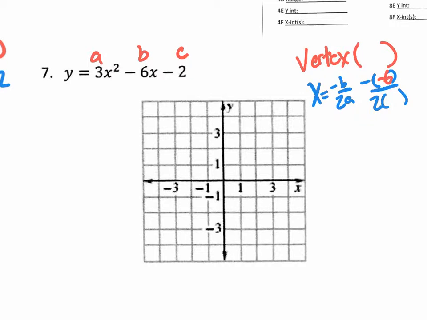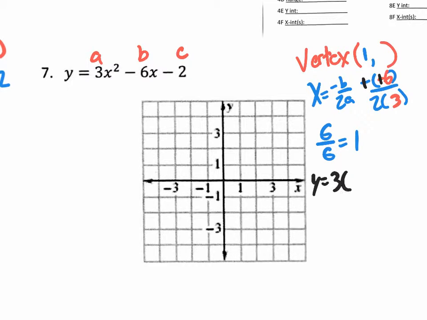A value is 3, plug that in. Simplify, the negative negative changes to plus plus. I really do have a positive 6 over 2 times 3, which is 6. That's really a 1. So the vertex x value is a nice, beautiful 1. How do I find the y value? I plug it in. So let me rewrite my equation.